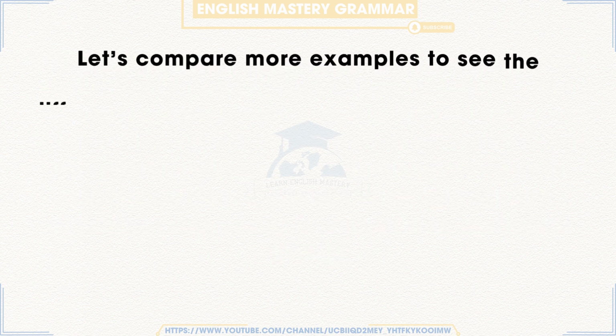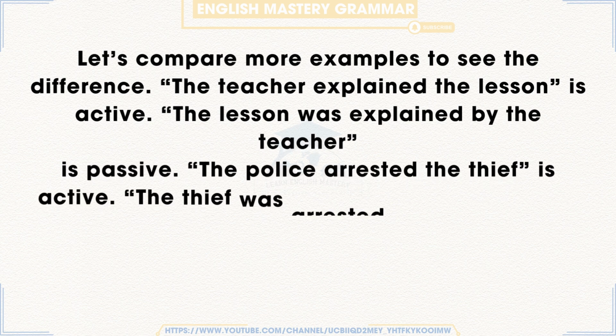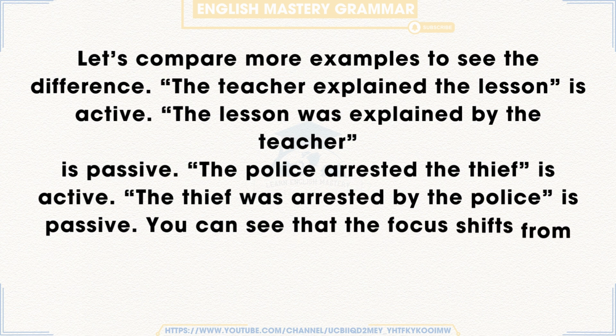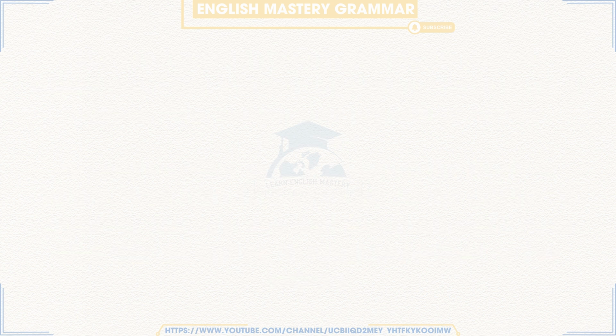Let's compare more examples to see the difference. The teacher explained the lesson is active. The lesson was explained by the teacher is passive. The police arrested the thief is active. The thief was arrested by the police is passive. You can see that the focus shifts from who did the action to what happened to the object.